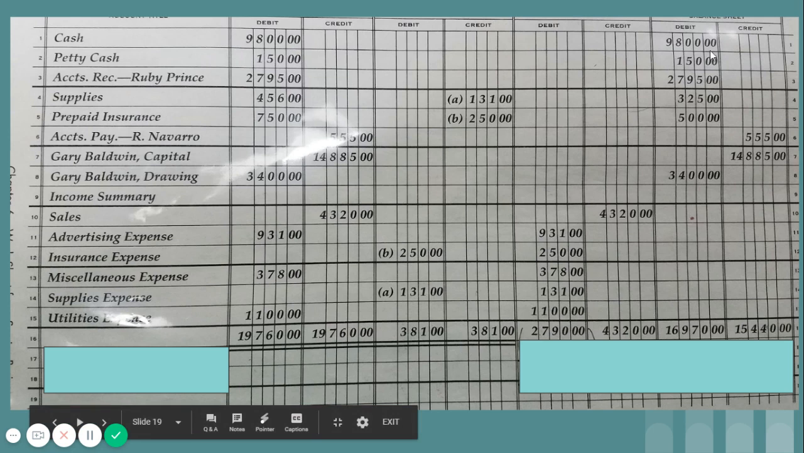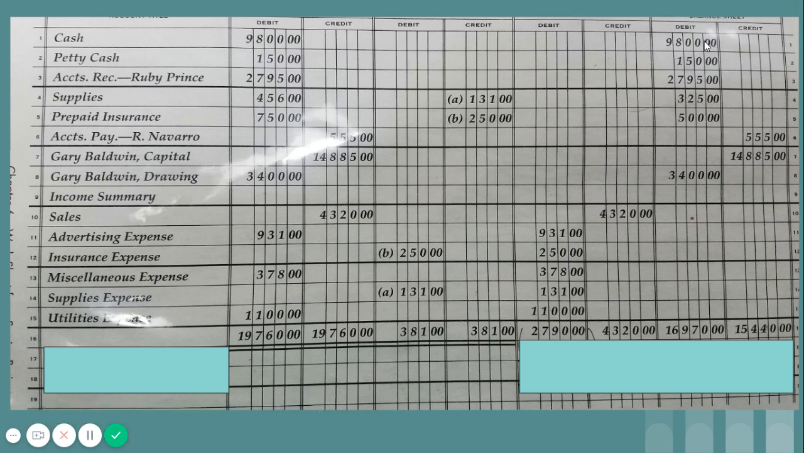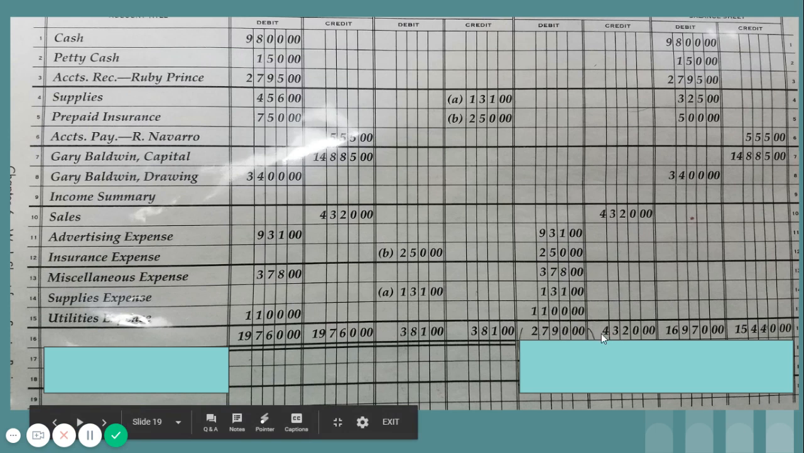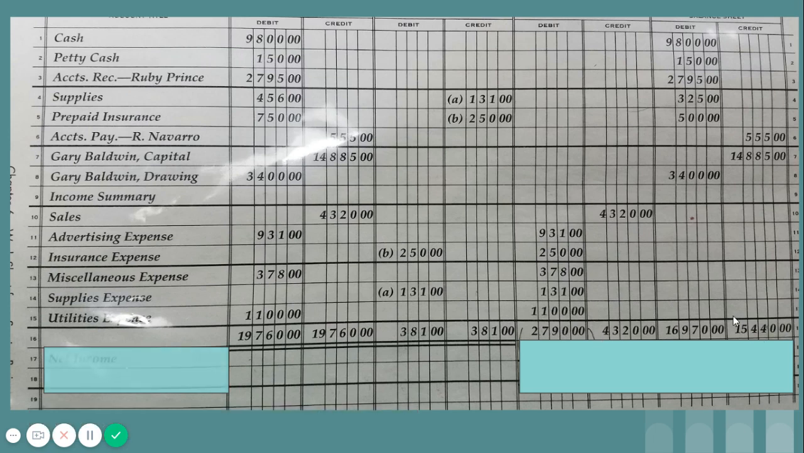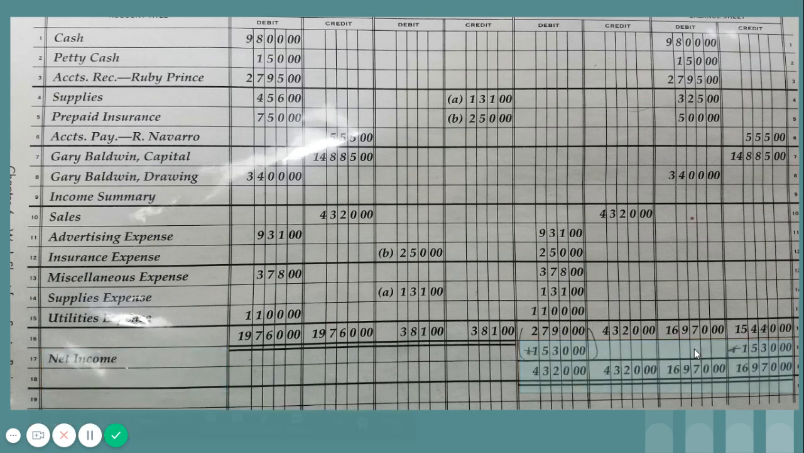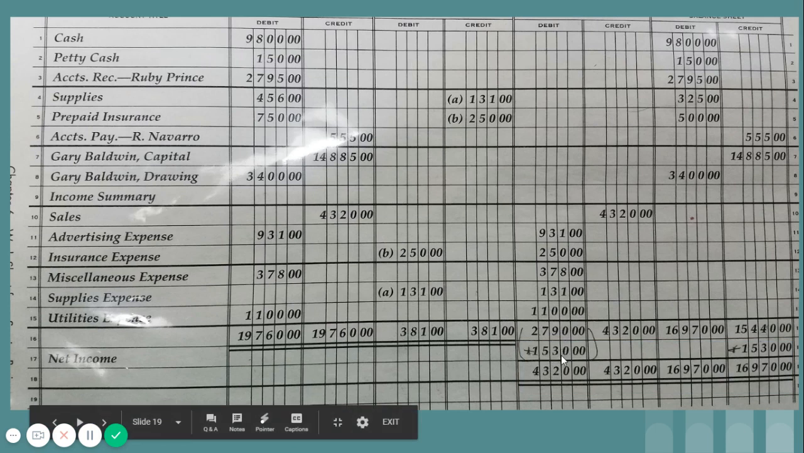So on our balance sheet, we would have our cash all the way down to our drawing. And then in our income summary, our income statement, we'd have our revenue and our expenses. We'd find the totals for both. We'd find the difference and add it to the smaller number to find our balances, and this would become a net income.